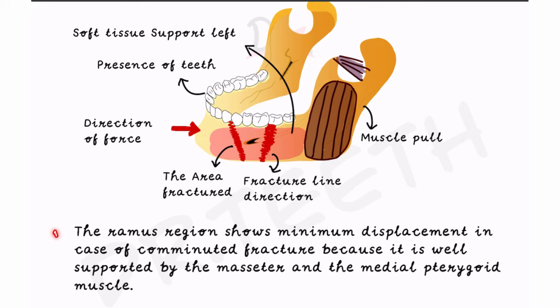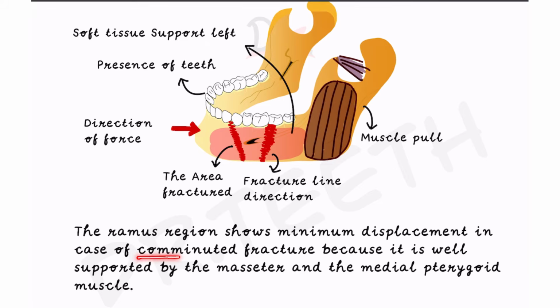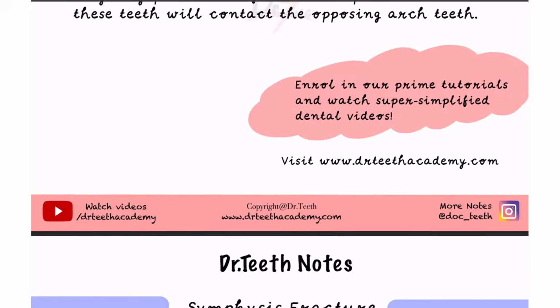Now talking about the ramus region, this is the ramus region, right? The ramus region shows minimum displacement in case of comminuted fracture. What is a comminuted fracture? The fracture in which we have multiple fragments of bone. Because the impact is so high, the bone breaks into multiple pieces. So even in case of comminuted fracture, the ramus shows minimum displacement. Why? Because it is well supported by the masseter and the medial pterygoid muscles.